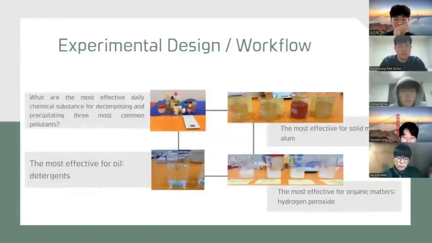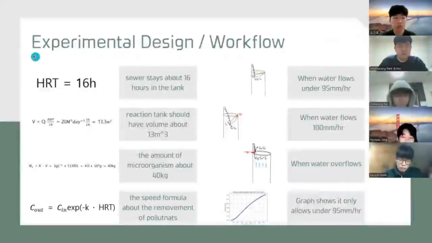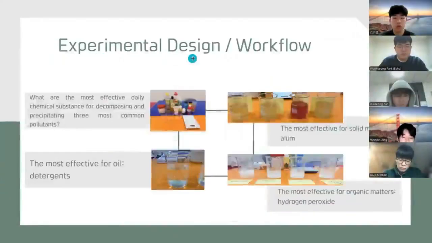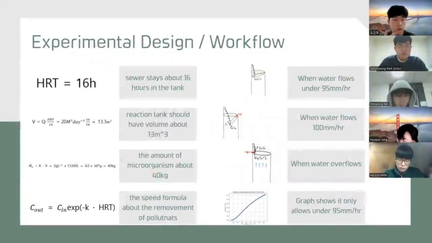First, in the chemistry experiment, solid, oil, and organic contaminated water were prepared and three household chemicals were added to compare the results. Compared to the control group, alum, detergent, and hydrogen peroxide showed the greatest visual and chemical responses and were selected. Next, in the biology design, the sewage inflow was assumed to be approximately 20 meters per day, and the reactor retention time was set to 16 hours. Using the first order reaction equation, BOD, ammonia, phosphorus, and trace contaminants were calculated and the removal rate estimated.